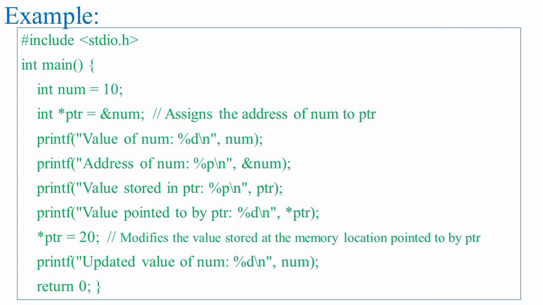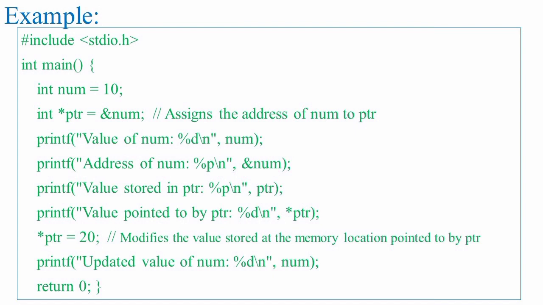Pointers in C are a very powerful feature but require careful handling to avoid errors like dangling pointers and memory leaks. It is essential to ensure proper initialization, assignment, and memory deallocation when working with pointers. This is an example program that uses pointers.